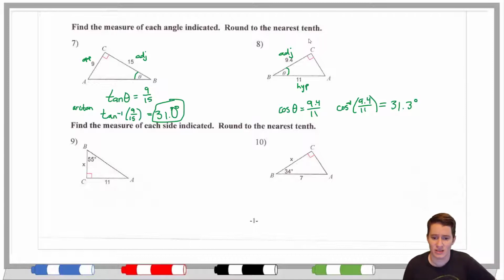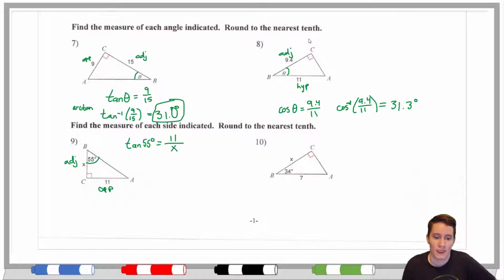Okay, so 9 and 10 is similar, but this time we know the angle and we're looking for a side, so we're going to have to solve an equation to figure this out. So for 55 degrees, this would be opposite and x would be adjacent. So we're going to say that tangent of 55 degrees equals, make sure you put the opposite side on top, so that's 11.